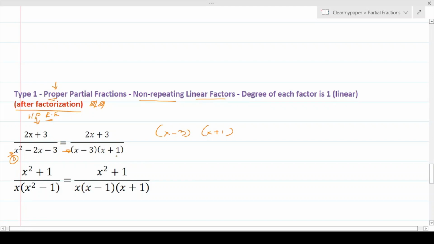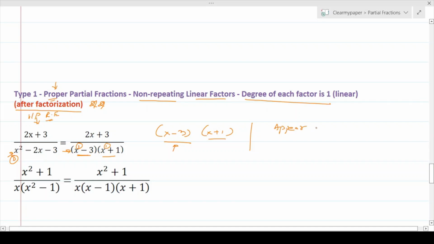After you're done with the factorization, and when you cannot factorize it anymore, you come to the simple terms, you check out each of the factors. If each factor is linear in nature, meaning the degree of the x variable by itself over here is 1 and over here is 1, if the degree of each factor is 1 in terms of the x variable, it's linear in nature. And none of the factors are repeating, that is, they are non-repeating. For example, x minus 3 and x plus 1 are the two factors in the denominator, and both of them just appear once. They do not repeat.